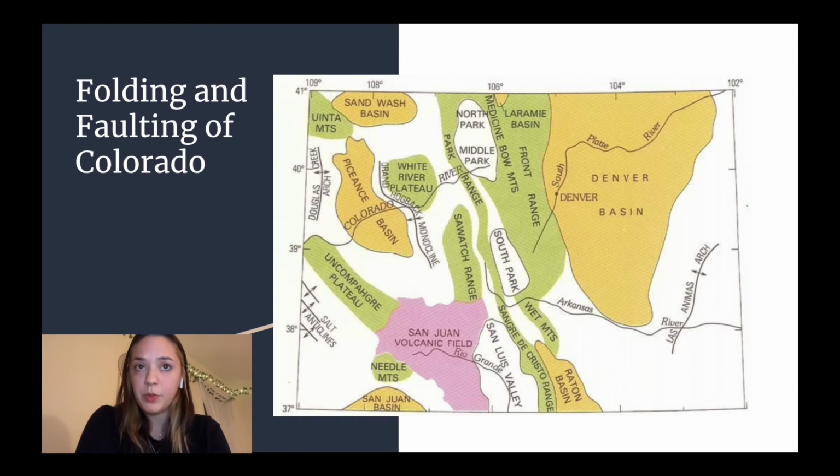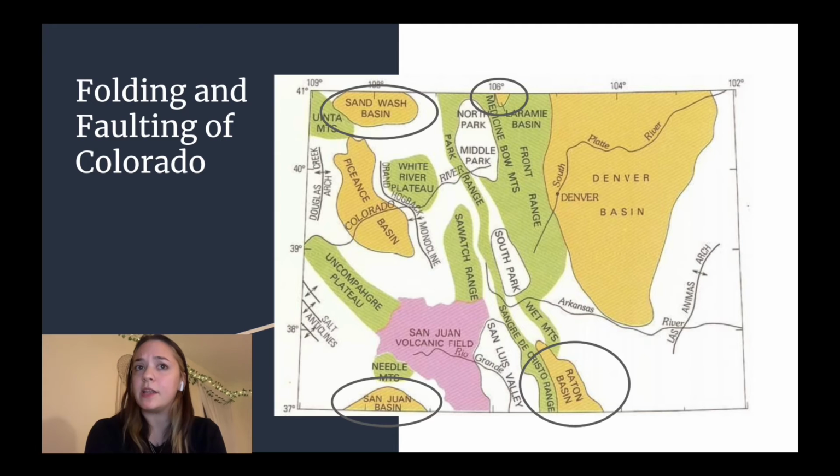Due to the multiple different mountain building events that occurred in Colorado, as Devin talked about before, there are hundreds of different folds and fault lines to observe. So I'm going to break it up by geographic region. Beginning with the number of basins that there are in the state, there are little to no fault lines located in the Raton, San Juan, Sand Wash, and Laramie basins.